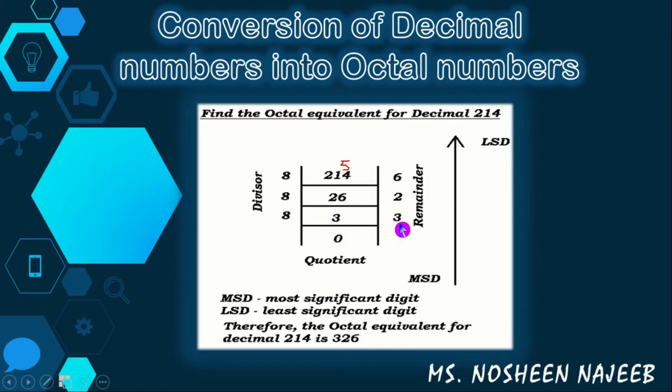Alright class, as you know, we will always write the answer from bottom to top. So the most significant digit is 3 and the least significant digit is 6. Therefore, the octal equivalent for decimal 214 is 326: 3 from here, 2 from here, and 6 from here.